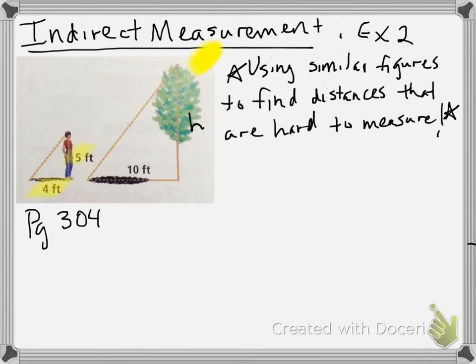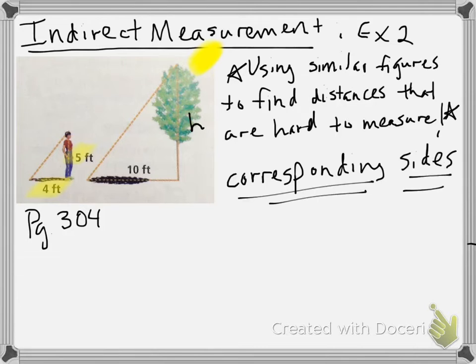Now, we could go about this a couple different ways, and we will. I'll show you one. First, we want to remember the idea of corresponding parts, or sides in this case. Corresponding sides. We should probably find those before we move forward. If we look at these two objects, we've got the person and we've got the tree. What corresponds in this image? To me it seems like the height of the person, 5 feet, is going to correspond to the height of the tree that we don't know.